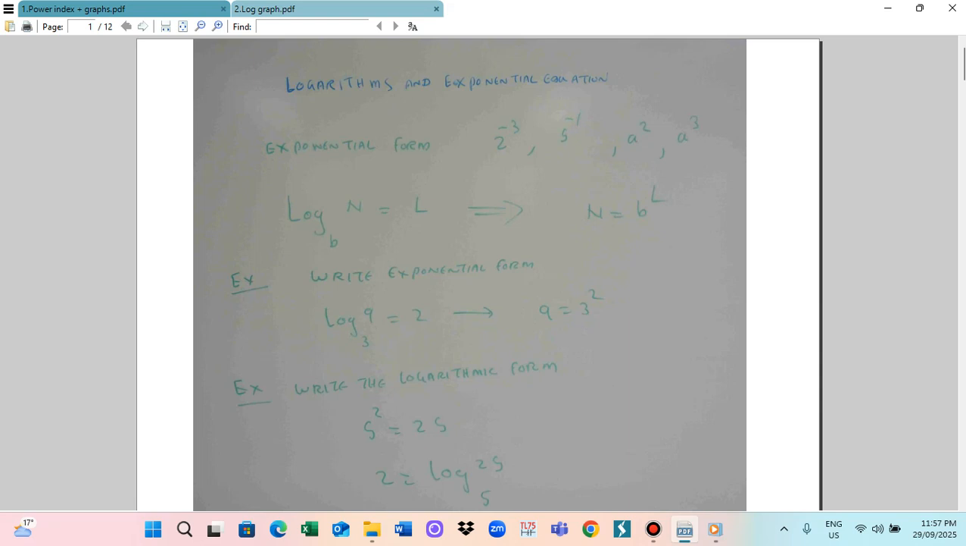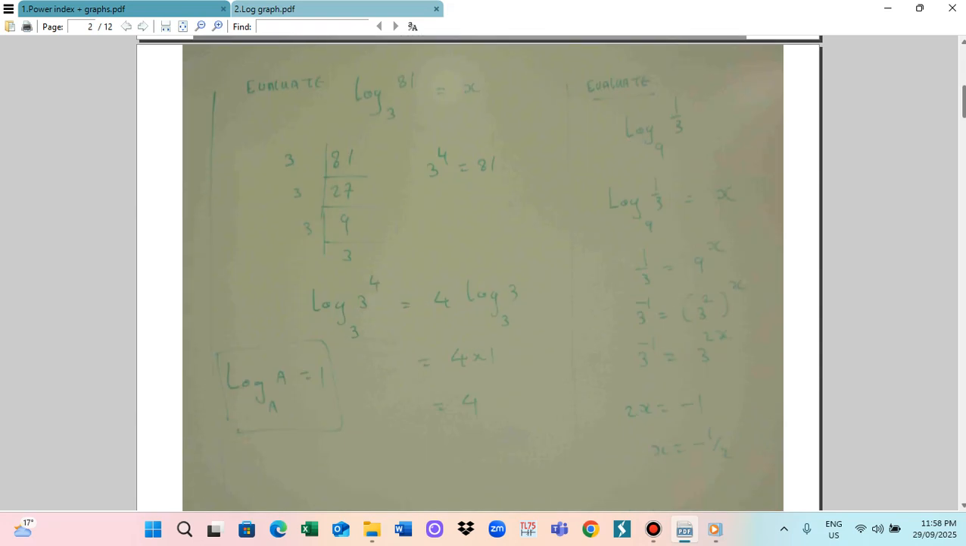And also the second example: write the logarithmic form. We write 5 squared is equal to 25. From 5 squared is 25, you can write the logarithmic form: 2 is equal to log 25 base 5. So the logarithmic and the exponential forms are changing into each other. Okay, so now we calculate.